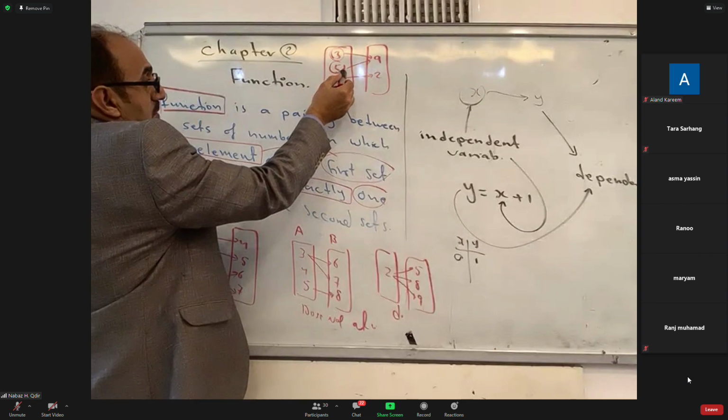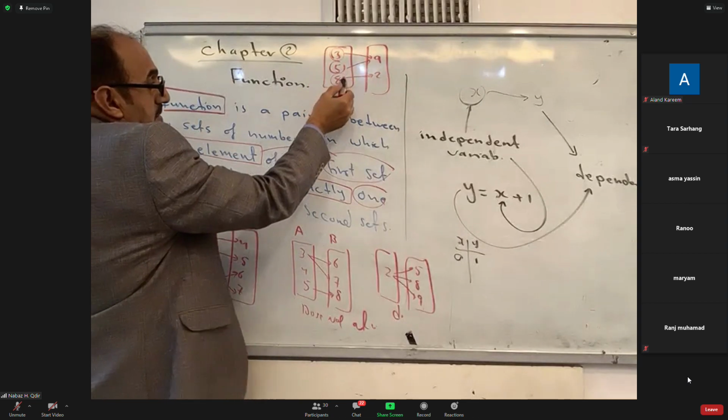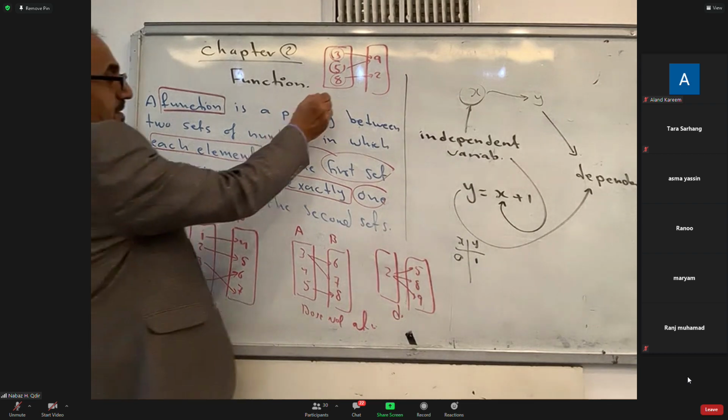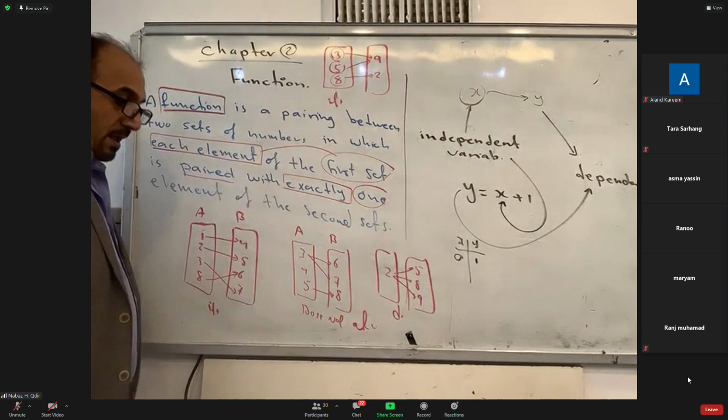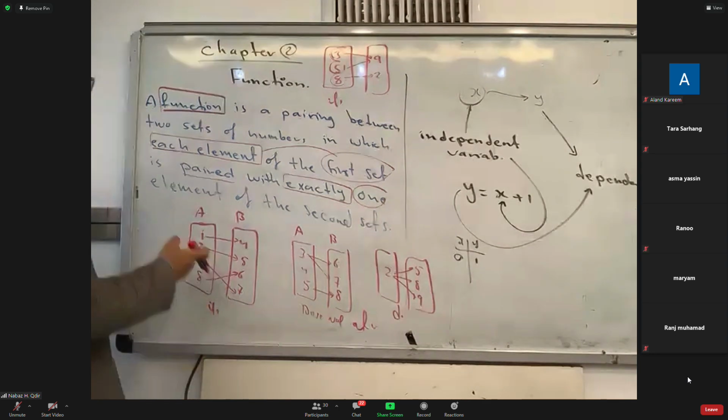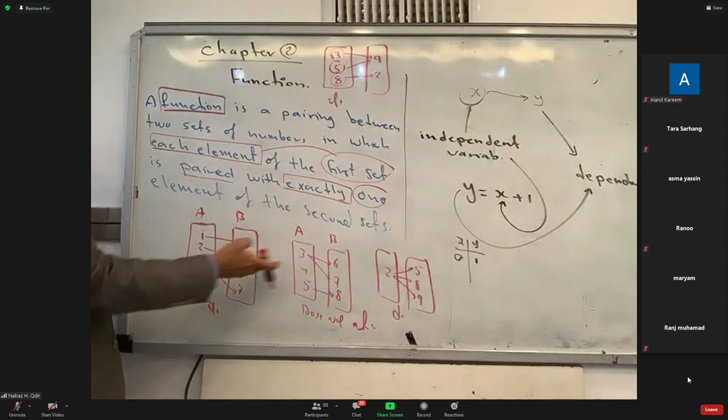5 is connected with 9. 8 is connected with 2. It is a function. Now, this is by the graph, okay? By the sets, table sets.